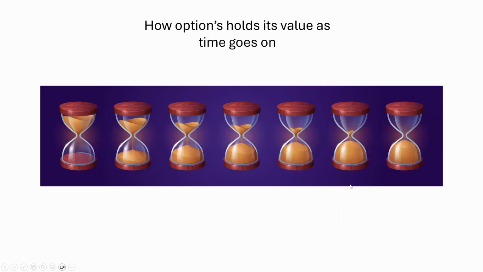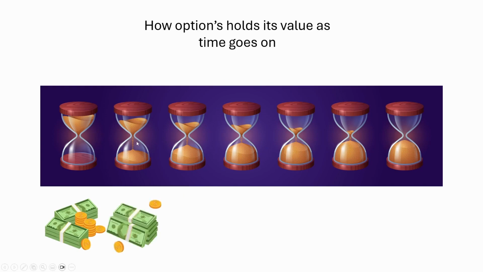Now let's talk about that more. How do options hold their value as time goes on? Well, it's very similar to an hourglass, a time that's calculated by sand, right? This is a perfect example of how an option maintains its value. So let's say that this was the option created, similar to this infant, right? And this option has the most time value. It has the most money with time.